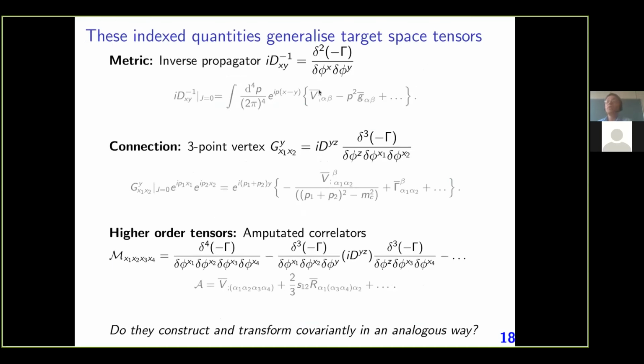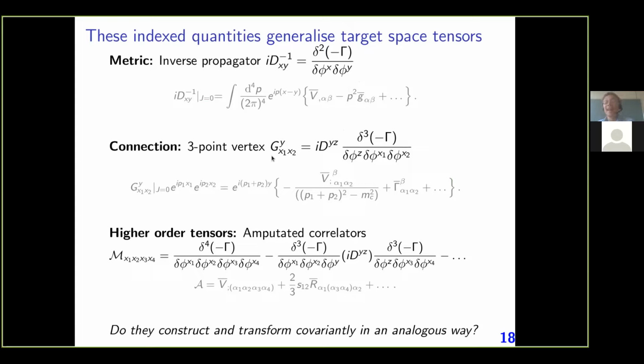So you can already start to see how the quantities on the previous slide might start to generalize some of the quantities that we've already seen in target space in part 1. So in particular, this inverse propagator with 2 lower indices functions roughly as a metric. And one way of seeing why it might do that is you can go on shell, you can set j equal to 0 and Fourier transform it, and you will indeed see that the target space metric is a component of that.